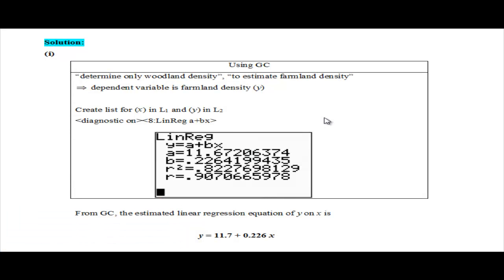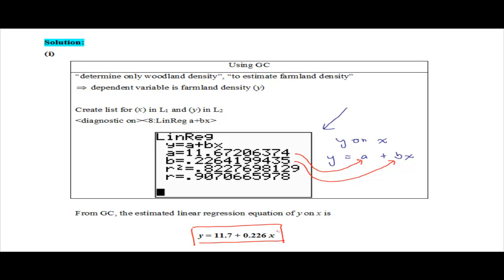From the GC you would have already obtained this set of results. It is very obvious here that for y on x, you are trying to get the regression line represented by y equals a plus bx. It is easy to observe from here that this is your y-intercept, and the gradient of the line is your b. So the regression line is given as this.